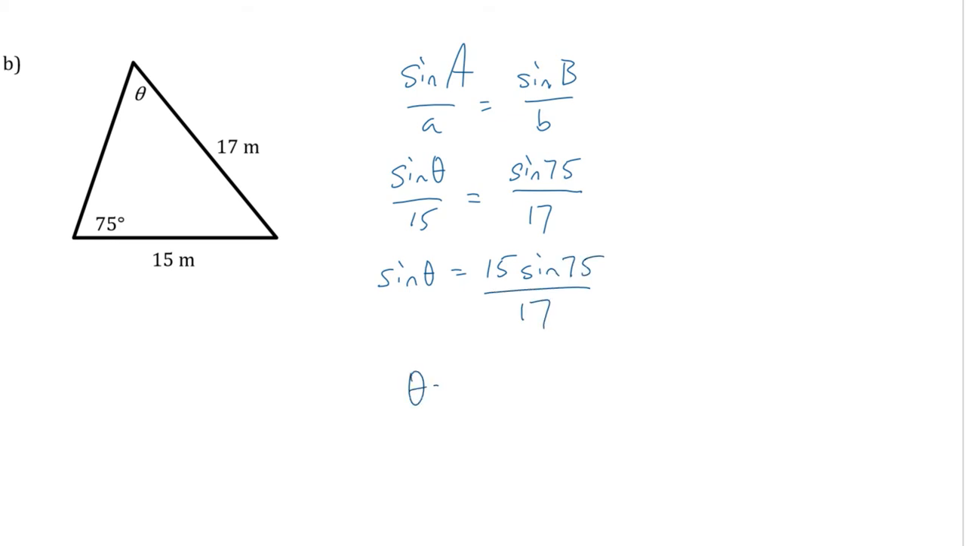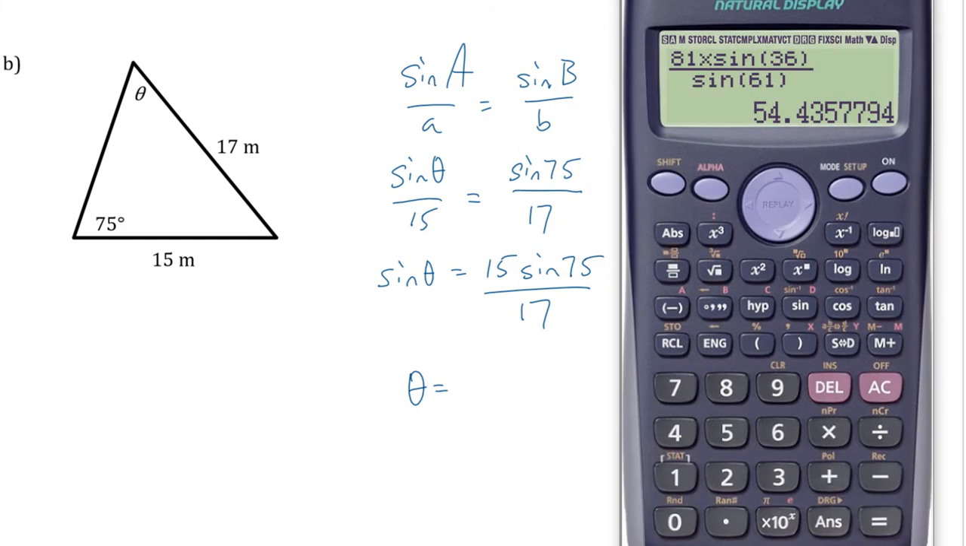And this is the one where we have to do shift sine 15 times sine 75, close bracket. People will do all the great work. Everything looks fantastic. They're punching it into their calculator. They forget one little bracket.